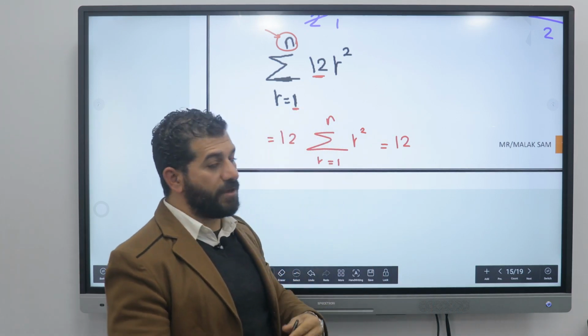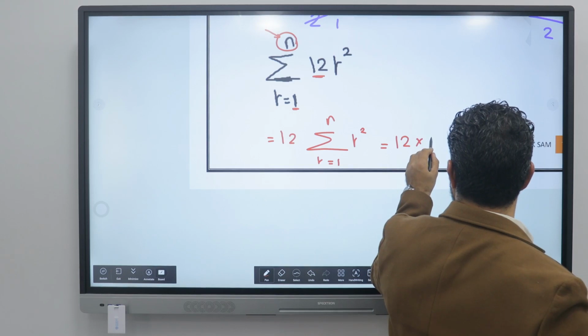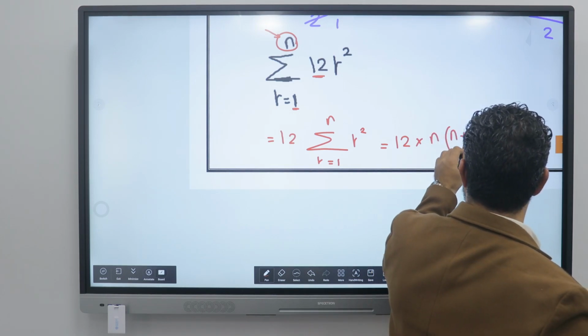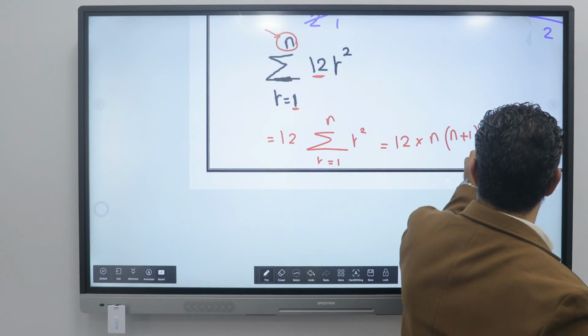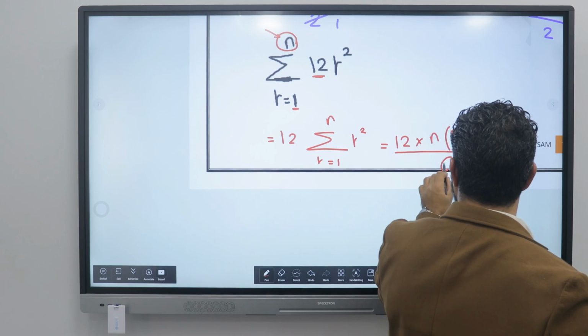What is the rule we are going to follow? It will be n multiplied by n plus 1 multiplied by 2n plus 1, all divided by 6 here.